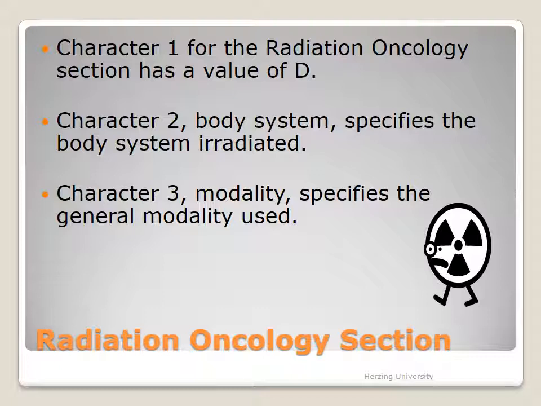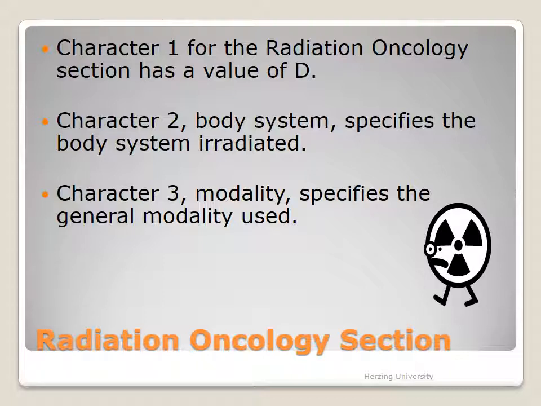Radiation oncology is a form of radiology that is therapeutic as opposed to diagnostic in nature. The patient is typically undergoing treatment for a malignant neoplasm. The aim is for the radiation to eradicate or shrink the neoplasm or obstruction, relieving pain. Radiation oncology codes begin with the section value of D. Character 2 represents the body system, and it specifies the body system that is being treated.